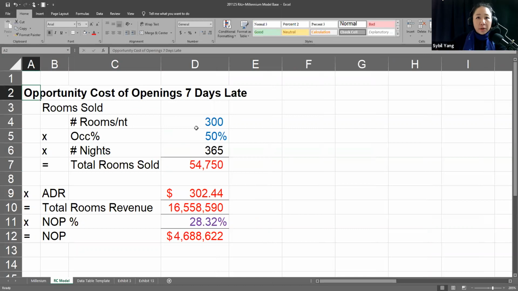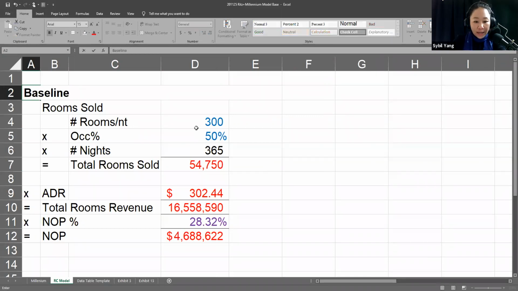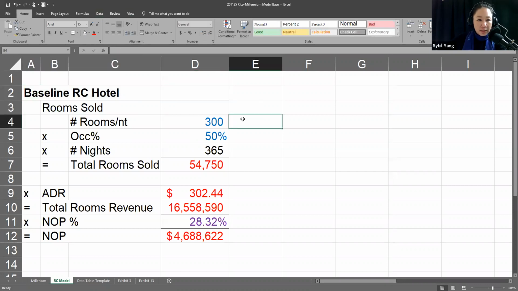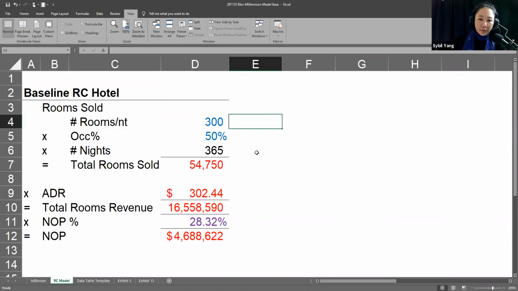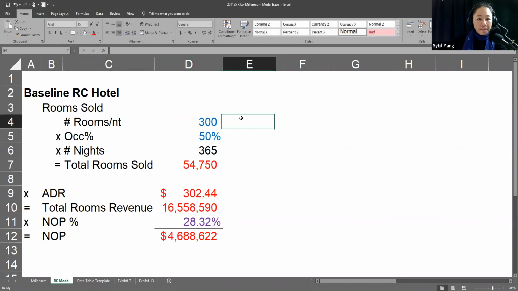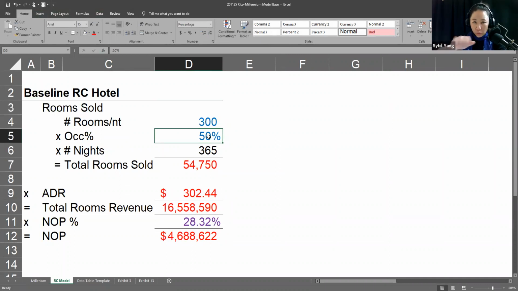Okay. And I'm going to rename this section. So I'm just going to say baseline RC hotel. And I'm going to put some lines there. And sorry about this, I'm going to get rid of the grid lines. So number of rooms sold, room nights at occupancy of 50%. And we'll kind of leave this be for now.